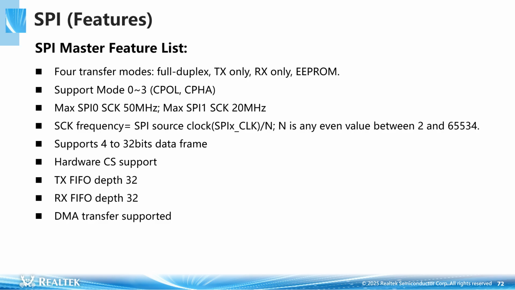Point 4. The SPI frequency is obtained by dividing the SPI clock source, with divider values ranging from 2 to 65,534. Point 5. The length of transmitted data can be from 4 bits to 32 bits. Point 6. It supports hardware chip select function. Point 7. It supports DMA.